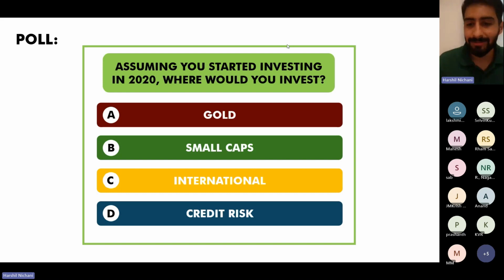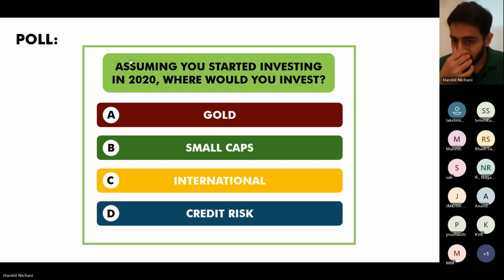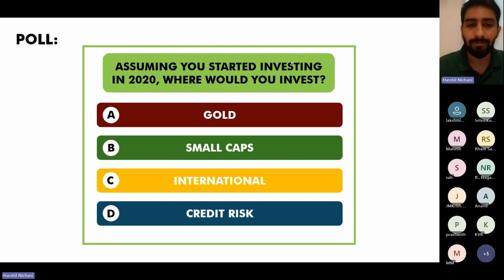Many answers on small caps. There's one gold, there's one index fund. Okay, so a majority have sided with international and small caps.